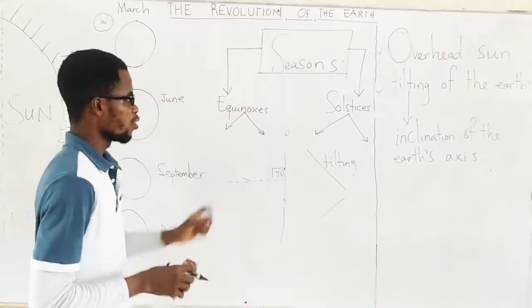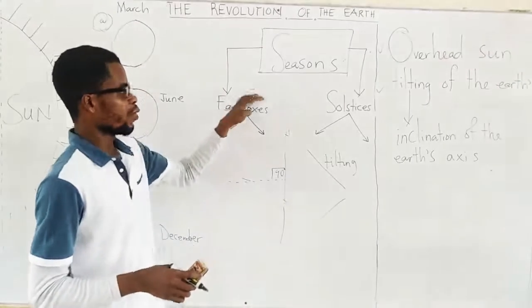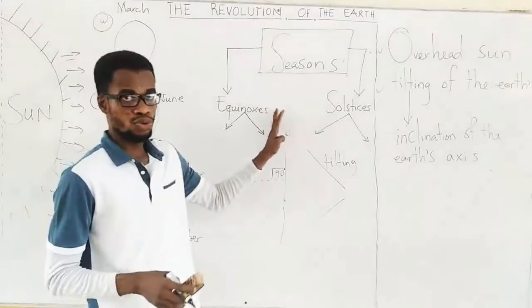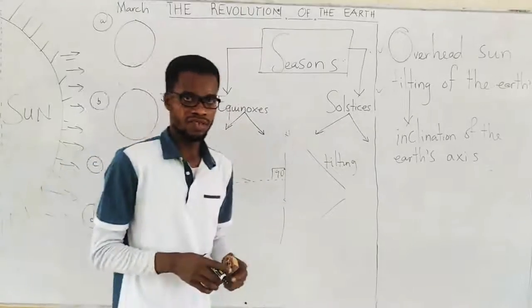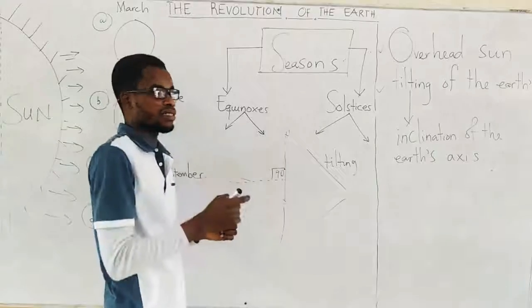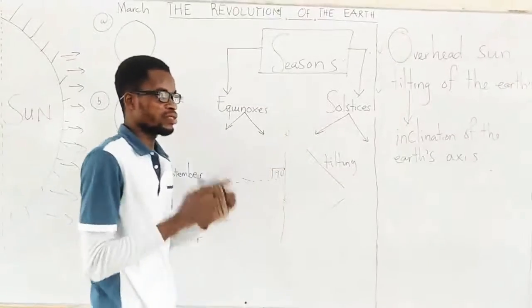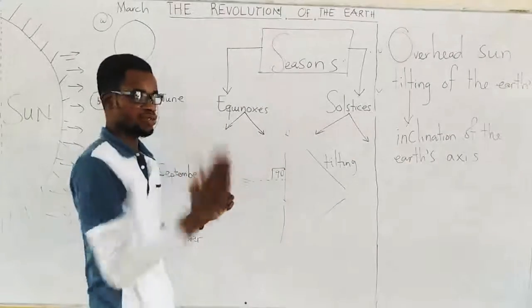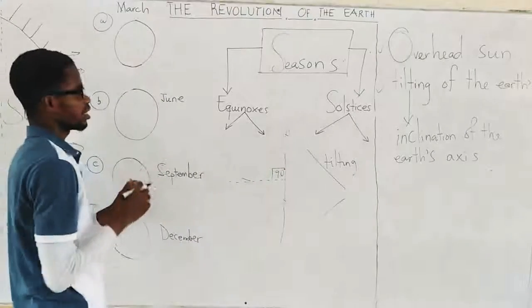Now let's come back. We know the 4 seasons are categorized into 2, equinoxes and solstices. Now, this is what is happening. During the equinoxes, the earth axis does not tilt. So it remains straight in the middle.